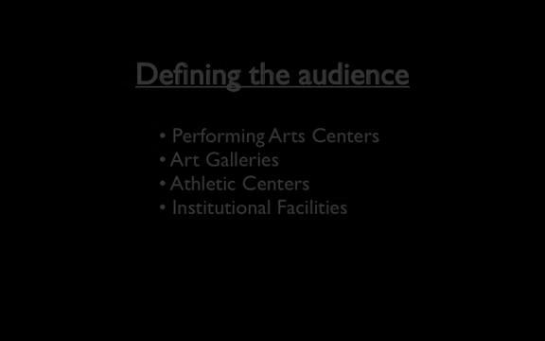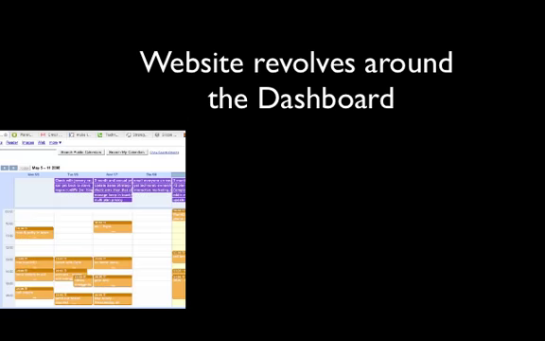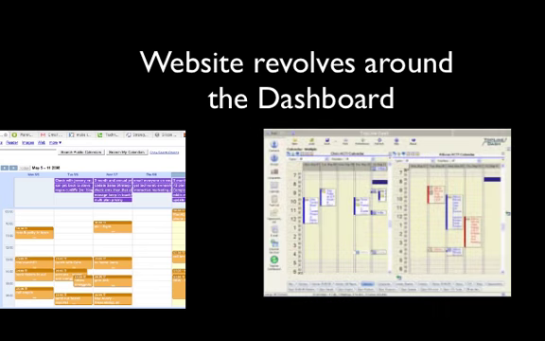The user base for this software will have 2 categories: users and administrators. Users will have access to view the various pieces of the calendar that they have been given access to. Administrators will input the data and assign roles within the system. The majority of the website will focus around the dashboard, which contains daily information specific to the user type. If the user is an administrator, the entire day's calendar will appear with any pertinent statistics on inventory and financial information. Regular users will see information related to their role.